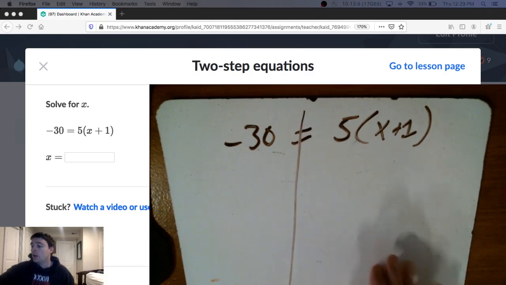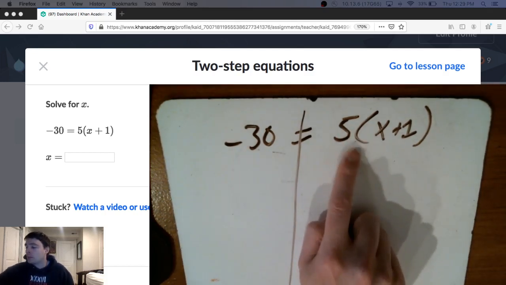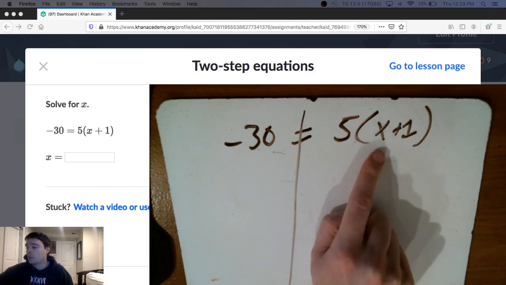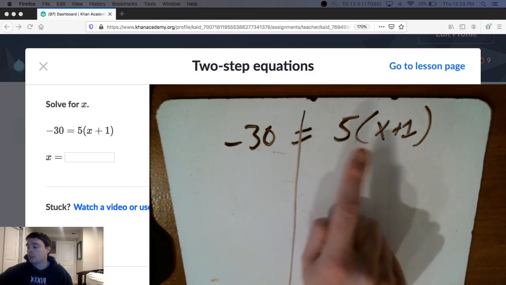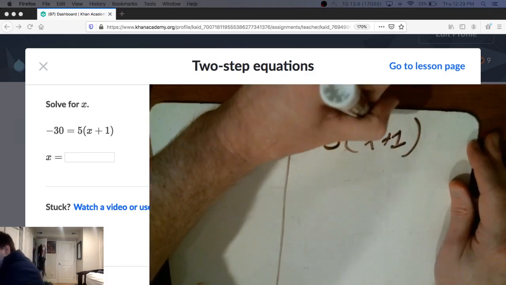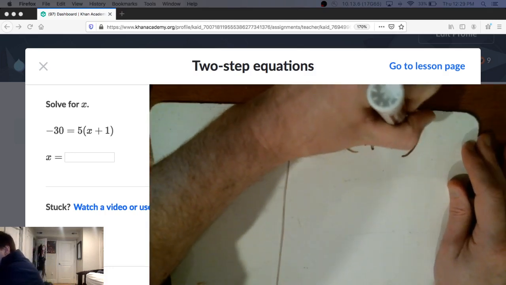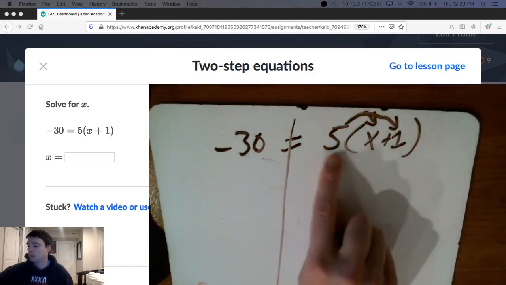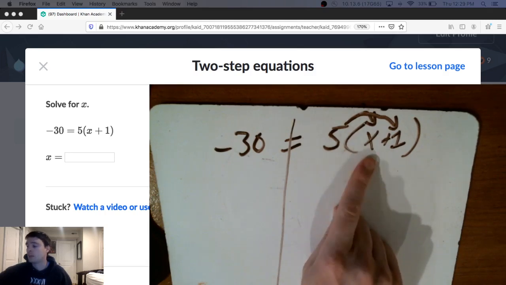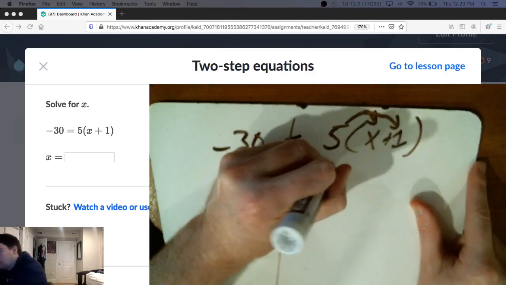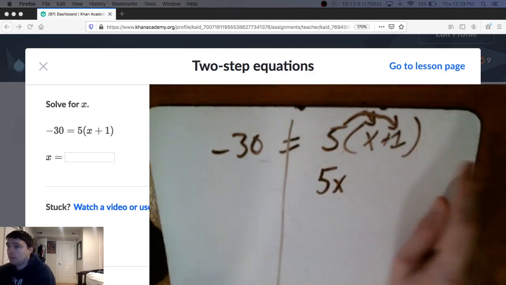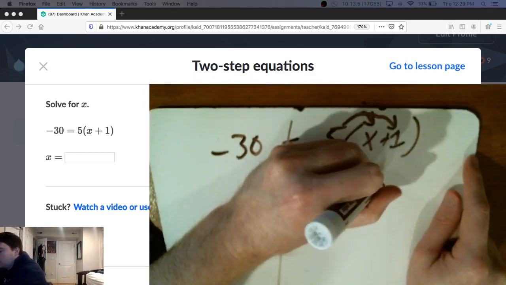I'm going to distribute, because whenever I have factored form, I usually just want to get rid of those parentheses so I can start getting the x all by itself, and one way to get rid of those parentheses is to distribute. So I'm going to take the 5 and multiply it with x, and I'm also going to multiply it with positive 1 to eliminate those parentheses by using distribution. 5 times x gives us 5x. 5 times positive 1 gives us positive 5.